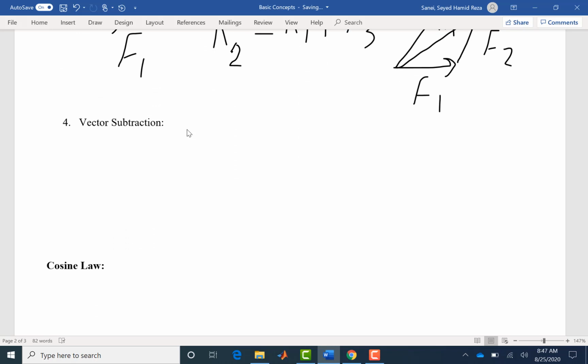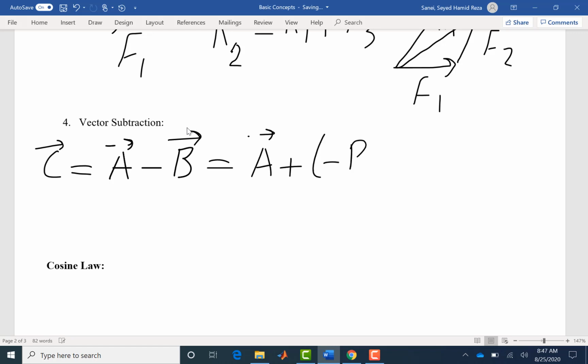Vector subtraction is very similar to vector addition. So subtraction means, if we want to find vector C, which is A minus B, we can think of it as A plus negative B. So let's say our vector A is in this direction, and then we have our vector B.